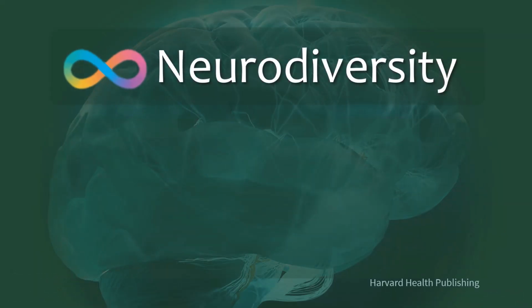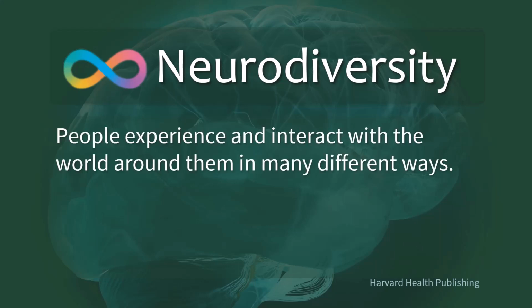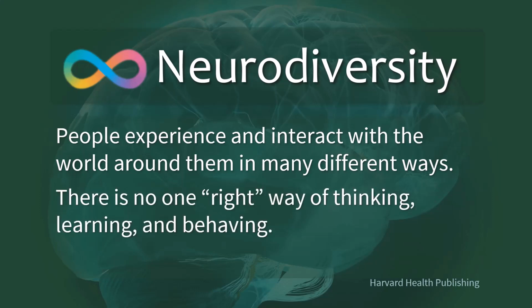Neurodiversity as a term reflects the fact that not everyone's brain is the same, and neurodiversity as a model refers to how we as a society respond to this reality. We begin by acknowledging, here in the words of Harvard Health Publishing, that people experience and interact with the world around them in many different ways. The neurodiversity model means that we don't believe there is one right way of thinking, learning, and behaving.